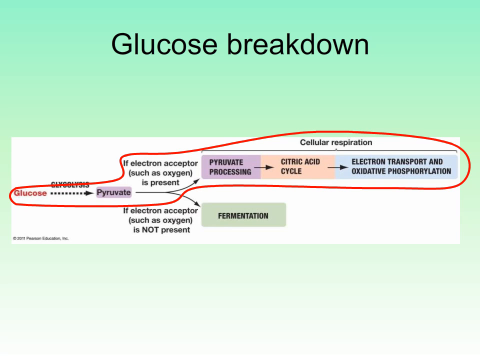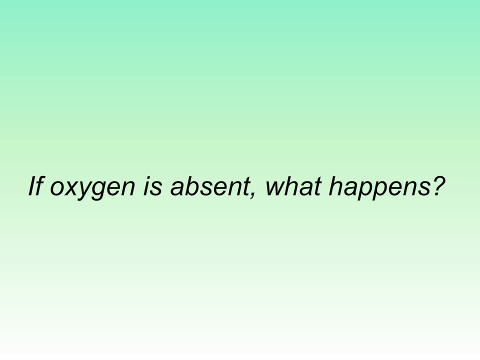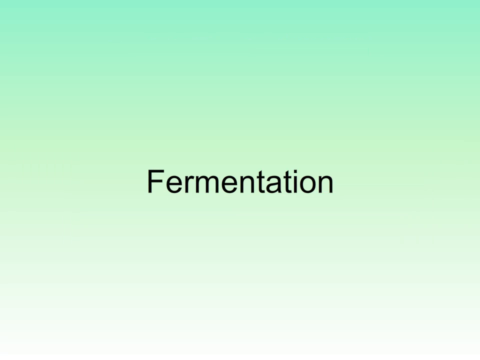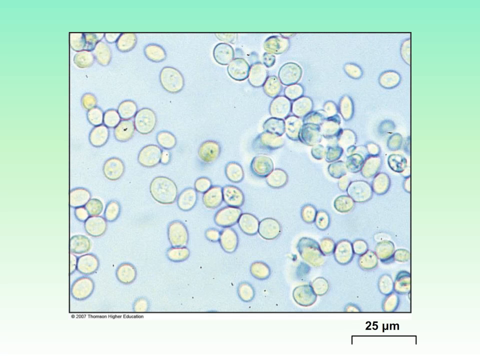So, if oxygen is present, the pyruvate molecules will be processed into acetyl-CoA, which will go through the citric acid cycle, and then the electron carriers NADH and FADH2 will donate their electrons to the ETC, cellular respiration. And since oxygen acts as the final electron acceptor, what occurs if it is not present? Well, the pyruvate formed during glycolysis will undergo fermentation. There are 2 main types of fermentation. The yeast Saccharomyces cerevisiae have mitochondria and carry on aerobic respiration when O2 is present, but in the absence of O2, yeast carry out alcohol fermentation.